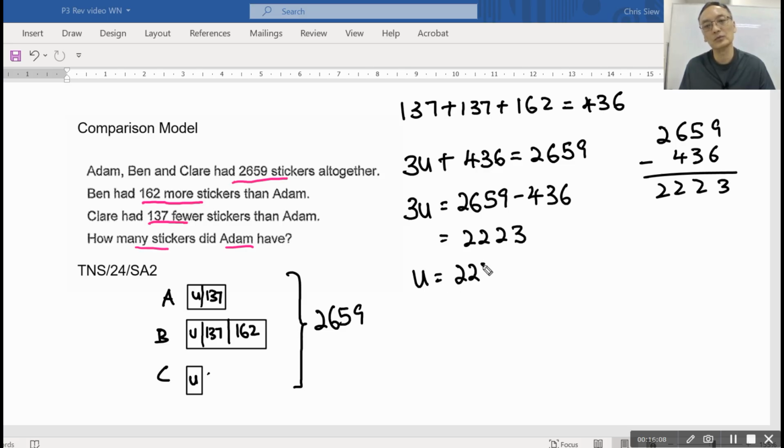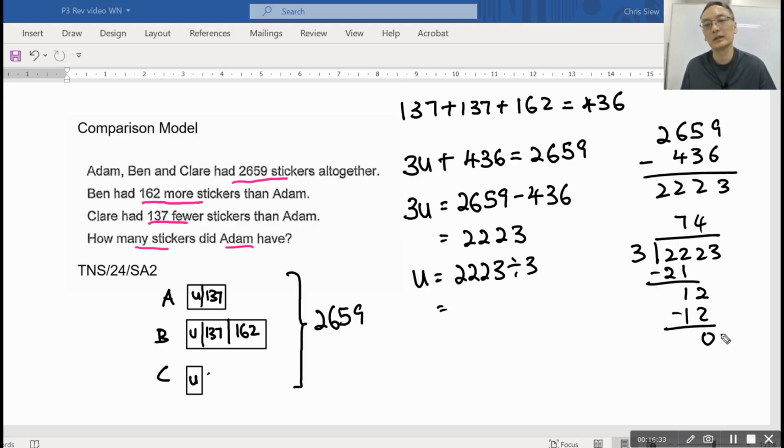Next, we find the value of 1 unit. So we will take 2223 divided by 3. So we do a division. 2223 divided by 3. 7 times 3 will give us 21. 22 minus 21 is 1. Then we bring down 2. 4 times 3 will give us 12. 12 minus 12 is 0. We bring down 3. 1 times 3 is 3. So we arrive at 741.